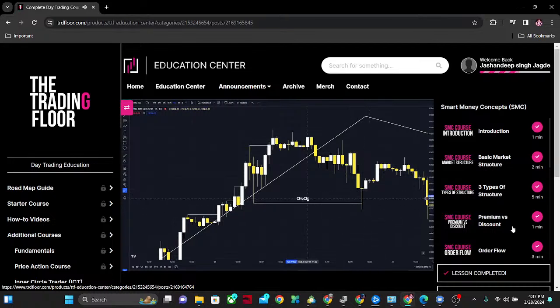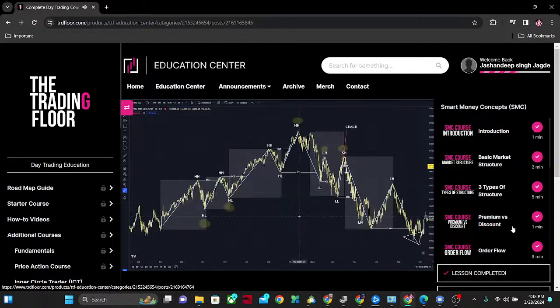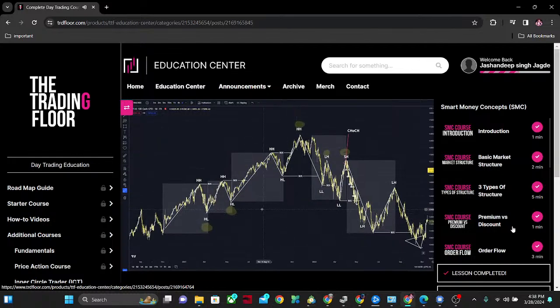Remember that change of characters are fractal. A wick, not a body close, can indicate a change of character. Again, that was an early indication that trend is most likely to either retrace or change directions. So zooming out, here's that change of character that we saw in the much smaller time frame here on the overall daily downtrend. So now I want to talk about premium and discount.